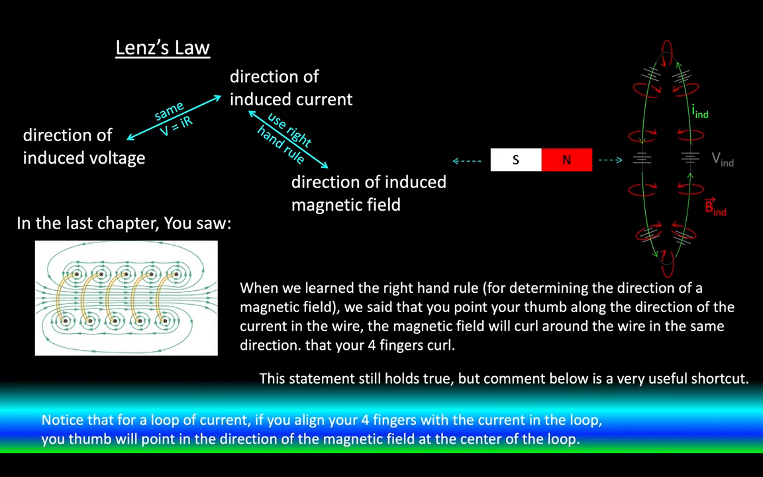Now, if the wire's in a loop, I could have my forefingers be the loop, and then the direction of the magnetic field through the center of the loop will be my thumb. So if I have a straight part and a curly part, one of those will be the current, the other will be the magnetic field. And once I know which one is, the other is automatically set for me.